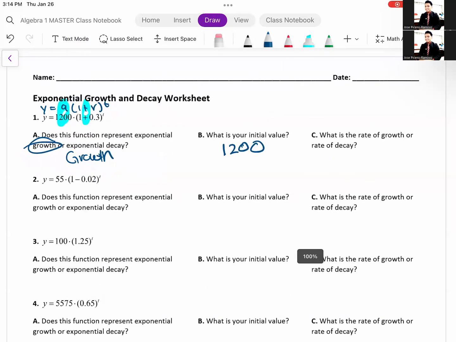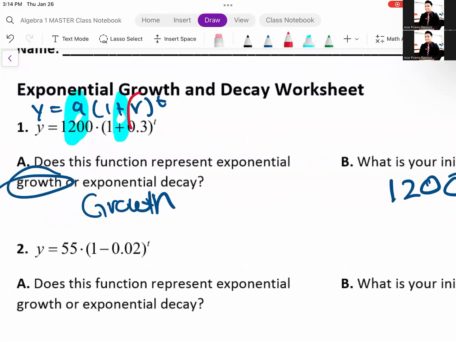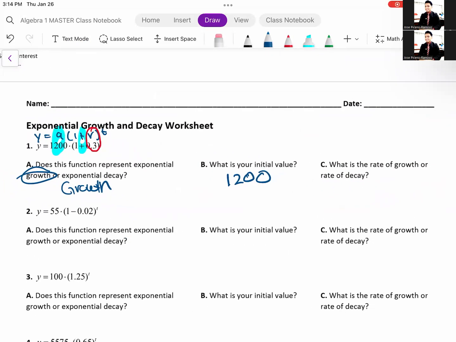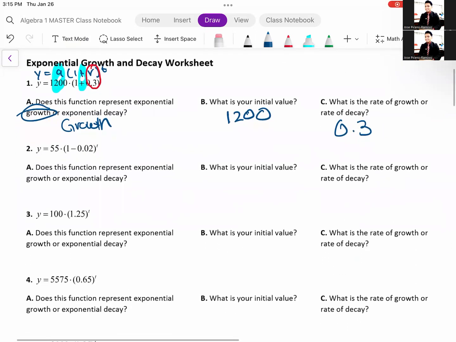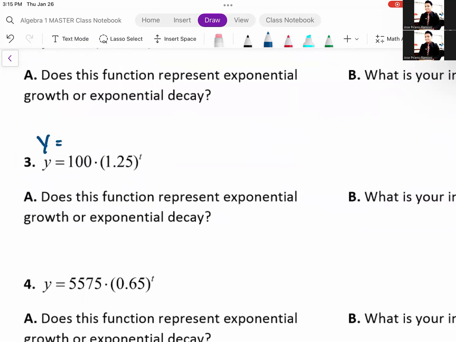And finally, this is the tricky part. What is the rate of growth or rate of decay? This could get really confusing. In this case, it's really easy because the rate is that one right there. So it's 0.3. Now that was really easy, right? Well, what if we have a problem like number 3? So if you notice number 3, my exponential is just in exponential form, which is a times b to the power of t.